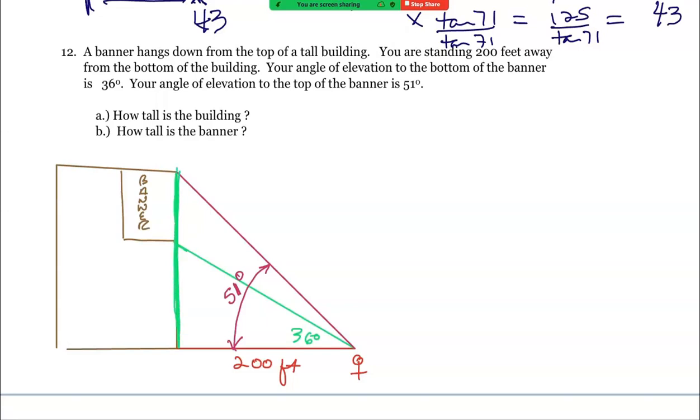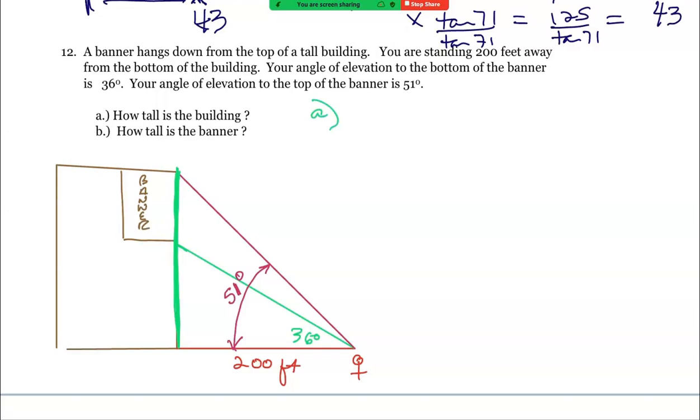So you want the whole length right here. So you're going to use what? The 51 degrees, because that lets you look up to the top of the building. Because remember, the top of the building and the top of the banner are the same place. So that's one thing. Then they want to know how tall is the banner. We're going to talk about that in a second. Let's work on A first. How tall is the building?